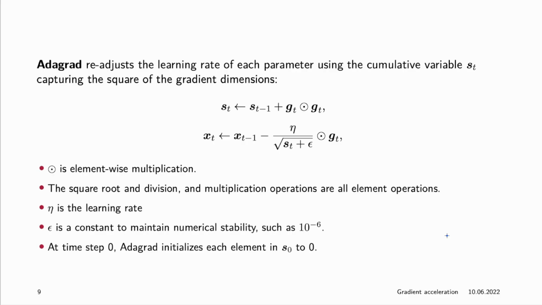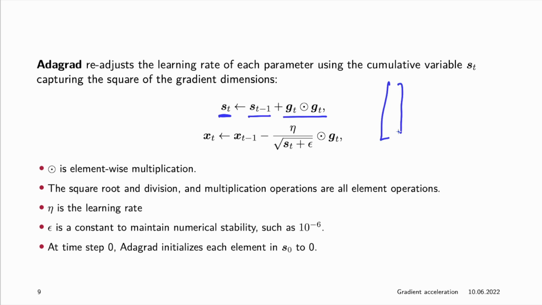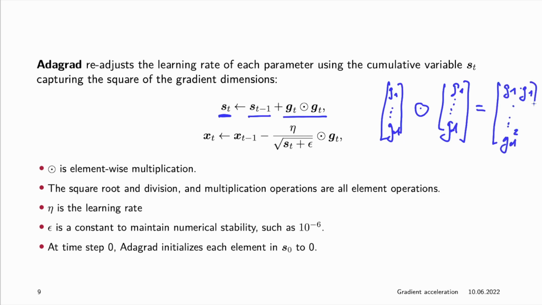So AdaGrad readjusts the learning rate of each parameter using the cumulative variable st, capturing the square of the gradient dimensions. So st in each iteration is computed by the previous s_{t-1} plus the Hadamard product of the gradient at time step t with the gradient at time step t. So that means that we're taking the gradient vector, say that's g1 through gd, times itself, and the Hadamard product yields a vector of the same size. That is the pointwise product. Of these, so we are getting as entries the squares of the entries in the gradient at time step t.